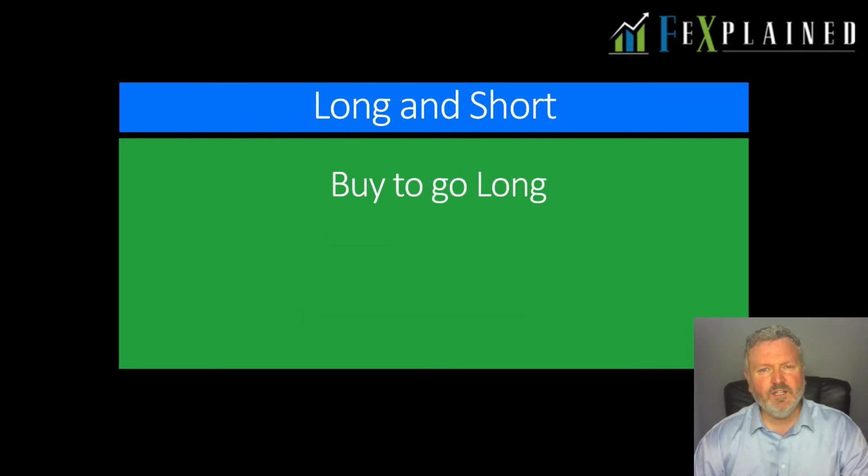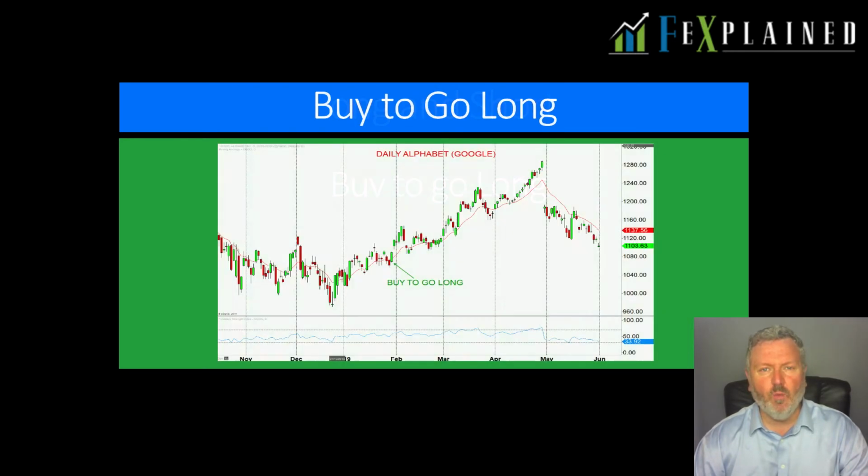So first of all, we're going to concentrate on buying to go long. What does that mean? Well, it means buying an asset to actually go long and own the asset. Going long means we own the asset. In this case, we're looking at Alphabet, the parent company of Google. If we buy to go long at, say, this position here in the market, we're looking for the market to rise. And in this case, we did well and the market went higher after we bought to go long. So that's buying to go long.